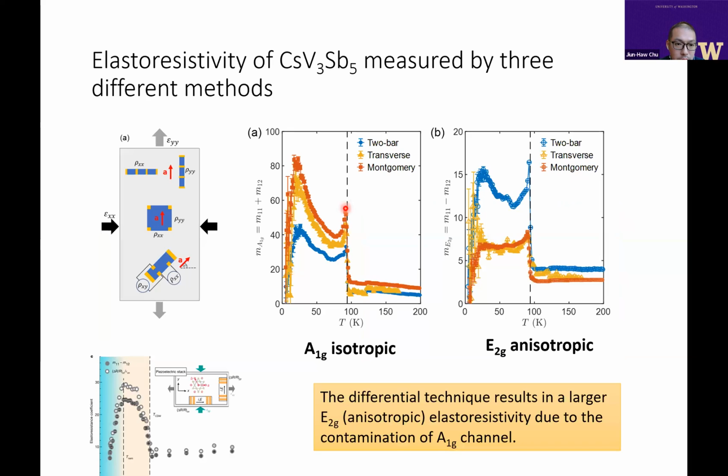So we have done three elastoresistivity techniques. In addition to this differential technique, we did the Montgomery technique, and this is called a transverse technique, which is similar to the Montgomery technique, where you're also measuring in single samples. So therefore, you also don't suffer from this strain transmission problem. What we found is that this single sample technique yields consistent and similar results, which is you have a stronger A1G response here, and a very weak E2G anisotropic response.